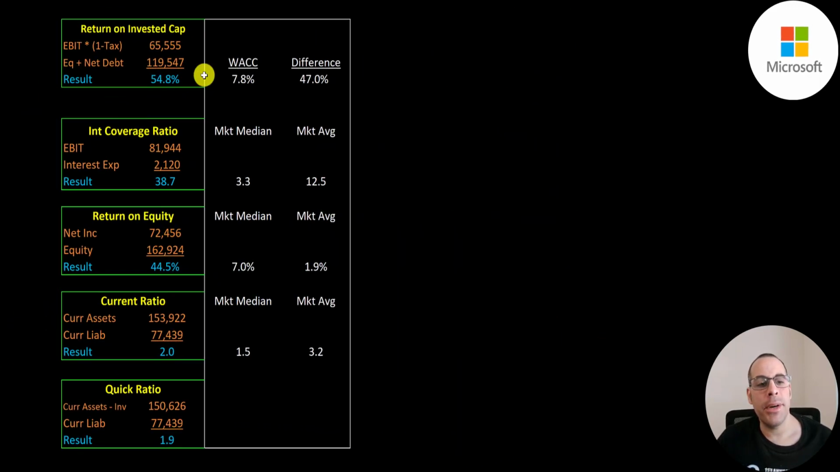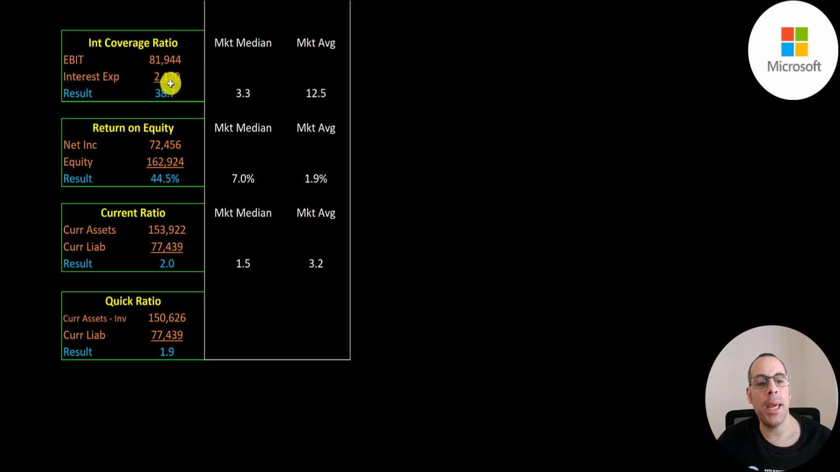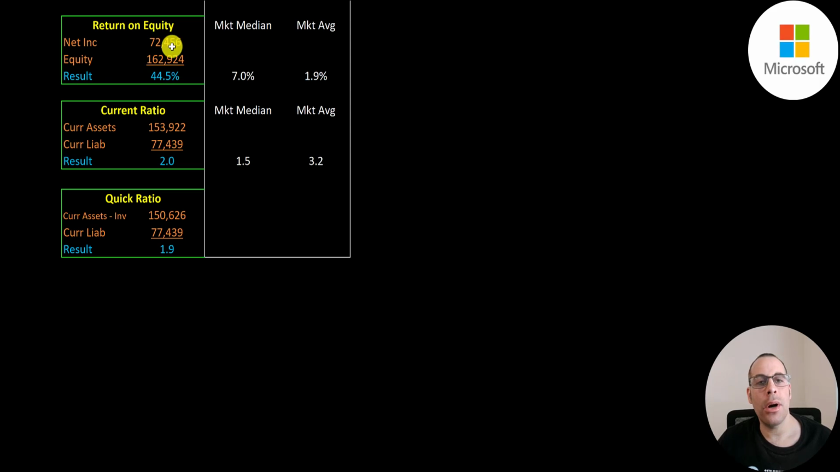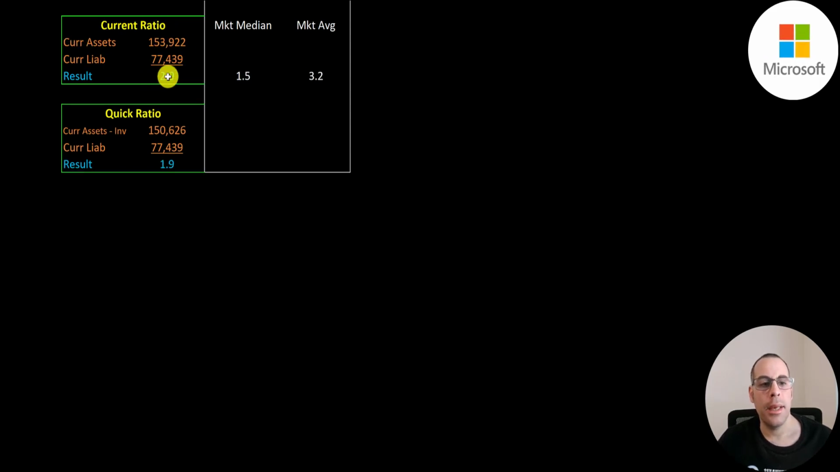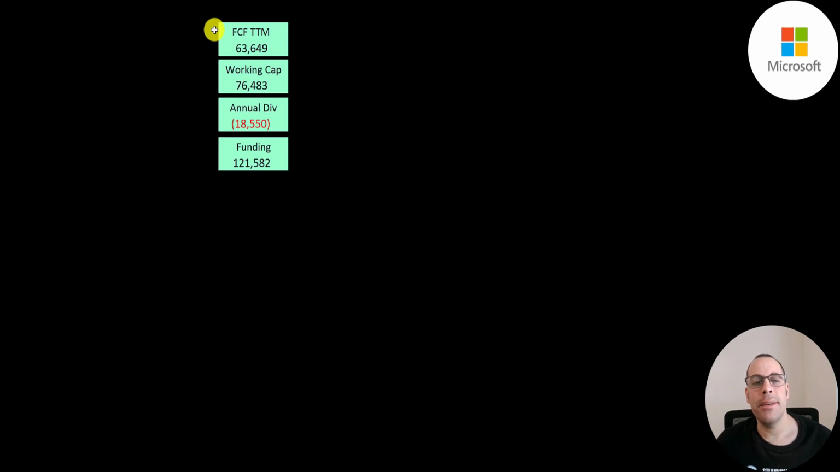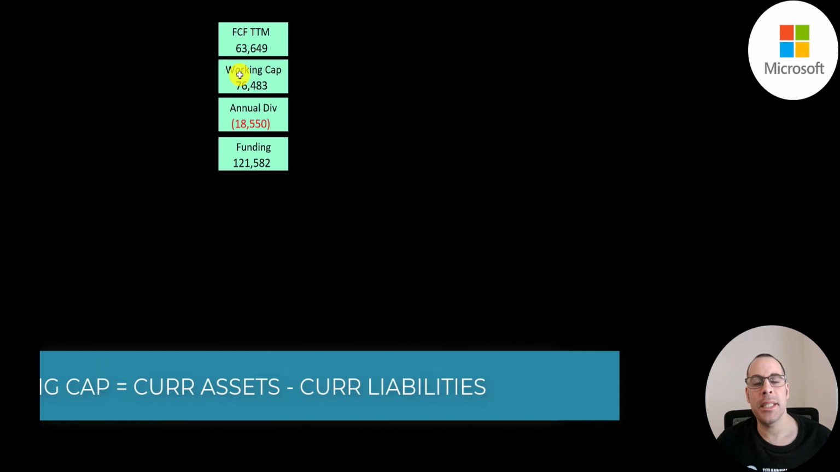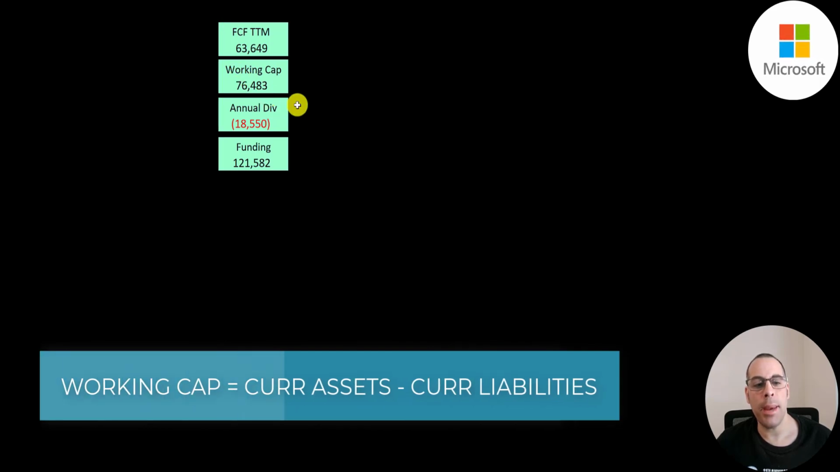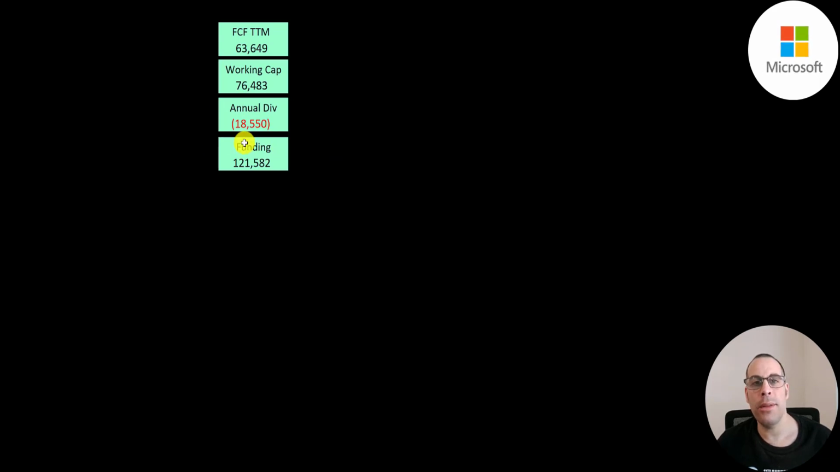They have an amazing return on invested capital of 55%. They can cover the interest payments with their operating income 39 times. A really good ROE of 45%. Their current ratio is 2.0, that's current assets over current liabilities, and a quick ratio of 1.9. They generated nearly $64 billion of free cash flow in the trailing 12 months. They have $76 billion of working capital, and they pay out almost $19 billion in dividend payments. So the company's really well funded.